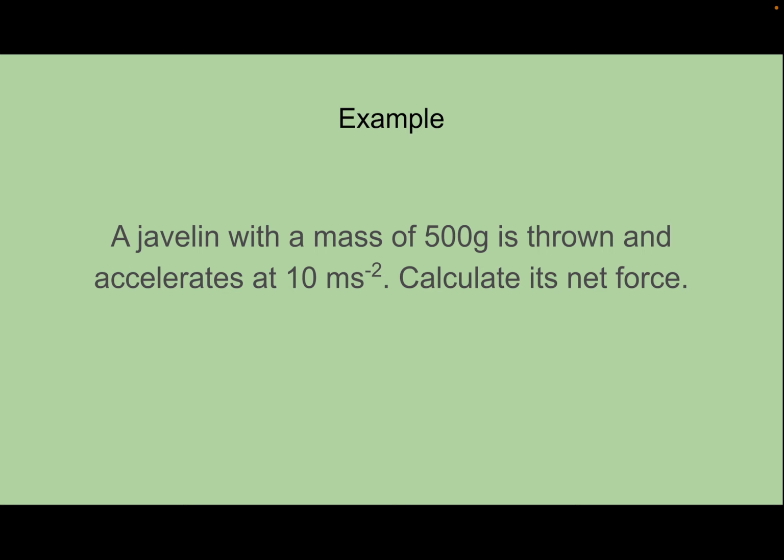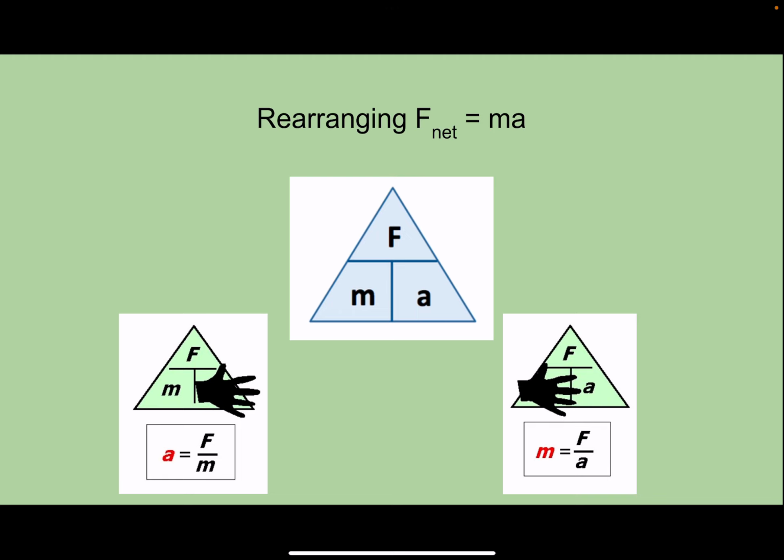So have a go at doing this example, and if you need to rearrange the equation, F equals ma, it fits into a triangle like this. So if you cover up the acceleration, it's F divided by m, gives you the acceleration. And if you want to work out the mass, you cover the mass, and it's F divided by a.